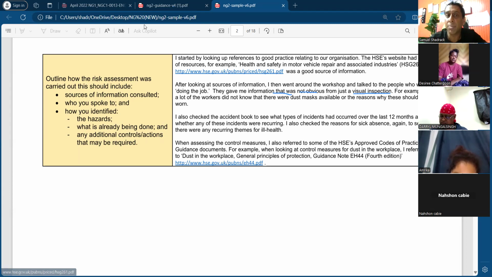Let me just try the roti part, and I'll just stick to this one. I started looking up good references relating to Frankie's Roti Shop. The HSE website had numerous information sources that were helpful to me. These included, and you put something there that you researched on the HSE site about restaurants and bars or whatever have you. And you put the URL was a good source of information. Folks, that cannot be hard to do.